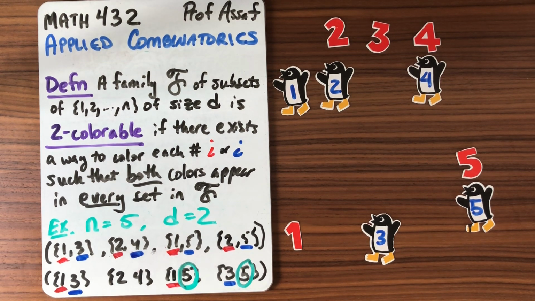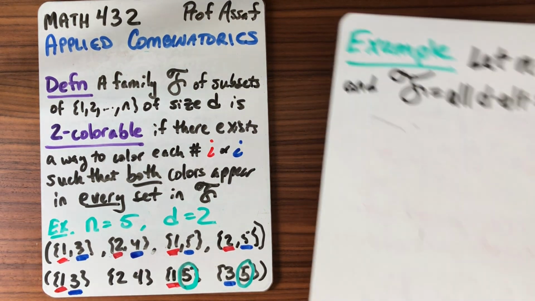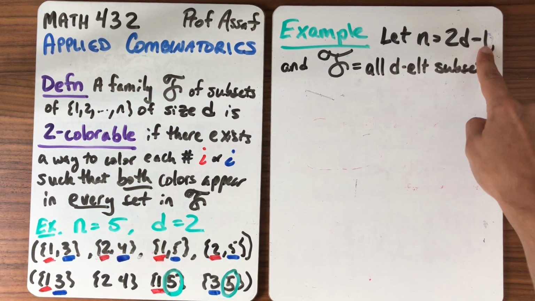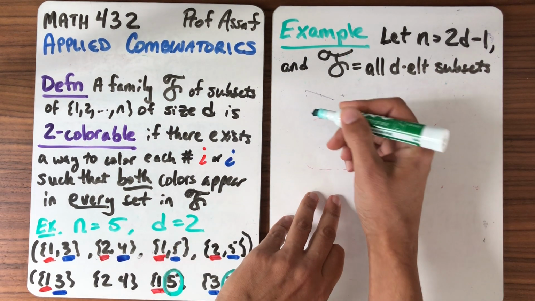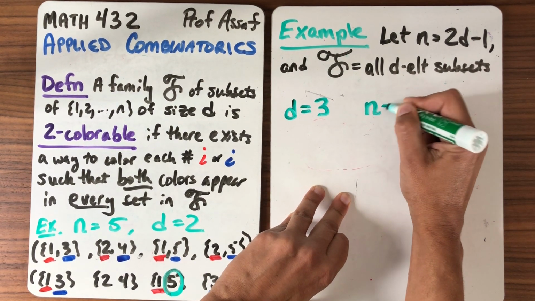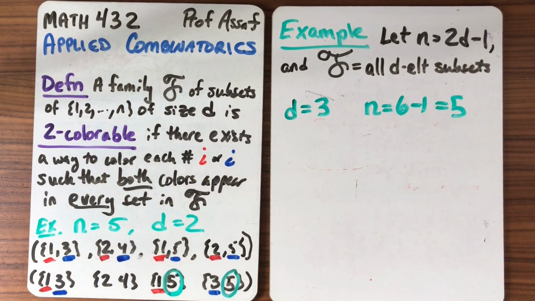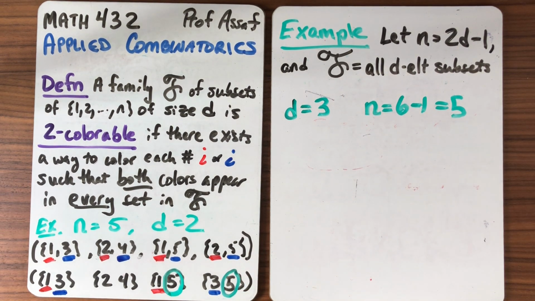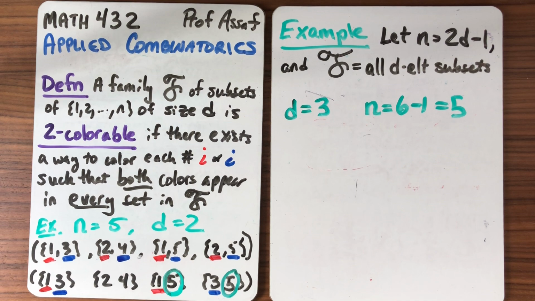Hopefully that's given you a little bit of intuition. And now let's test that intuition with an example. Suppose that I let n be 2d minus 1. Let's do an example. If I pick d to equal 3, then my n would be 6 minus 1 equals 5. And suppose that my family F is all 3-element subsets of the numbers 1 up to 5. I want to prove that F is or isn't 2-colorable.